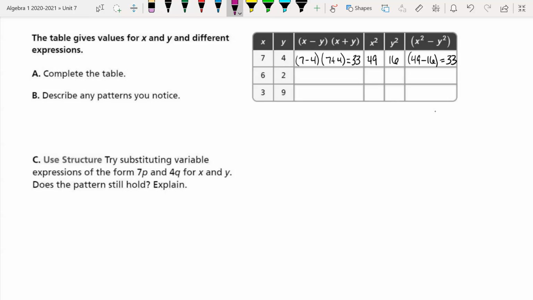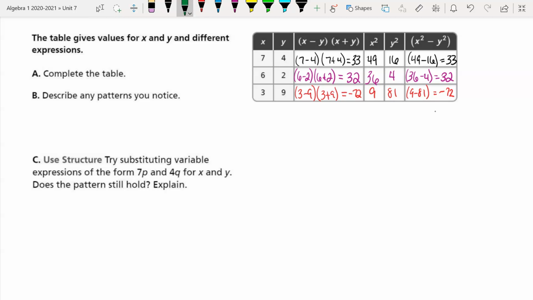Now let's change the x and y. So the x is 6, the y is 2. So I would do 6 minus 2 times 6 plus 2. Well, that's 4 times 8, which is 32. 6 squared is 36. Y squared, which is 2 squared, is 4. So I could do 36 minus 4, which would give me 32. So again, we'll switch x and y. 3 minus 9, 3 plus 9. Well, that's 12 times negative 6, which is negative 72. So I could do x squared, which is 9. Y squared, which is 81. 9 minus 81 gives me negative 72.